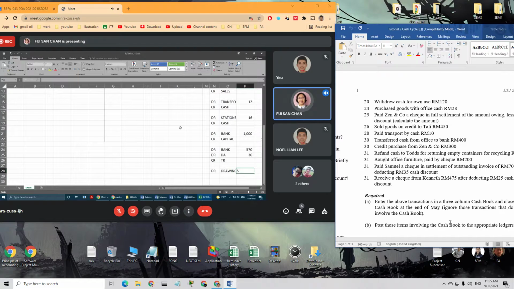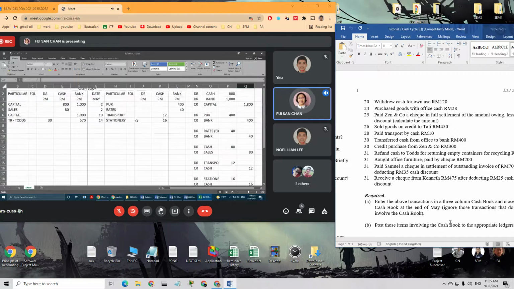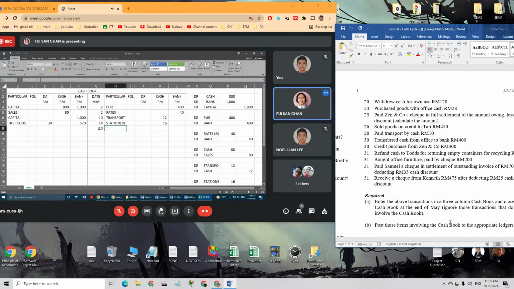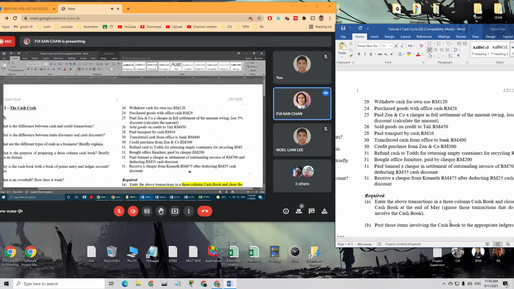Debit drawings 120 and credit cash, because you withdraw cash. So here we put on the 20th, it's drawings, and we put 120, so money going out. Now, the next one, on the 24th, purchase goods with office cash 28. Purchase goods with office cash.